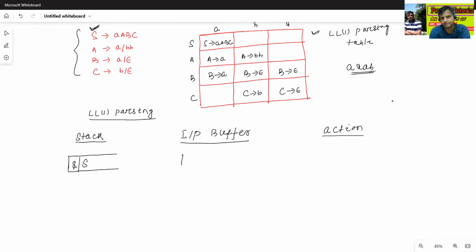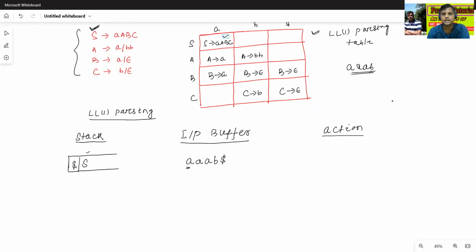We can directly write AAAB, then dollar. Okay. So first we'll check here S, here top of the stack is S, and here the leftmost element of the input buffer, the given string, is A. So S on A, just check S on A.